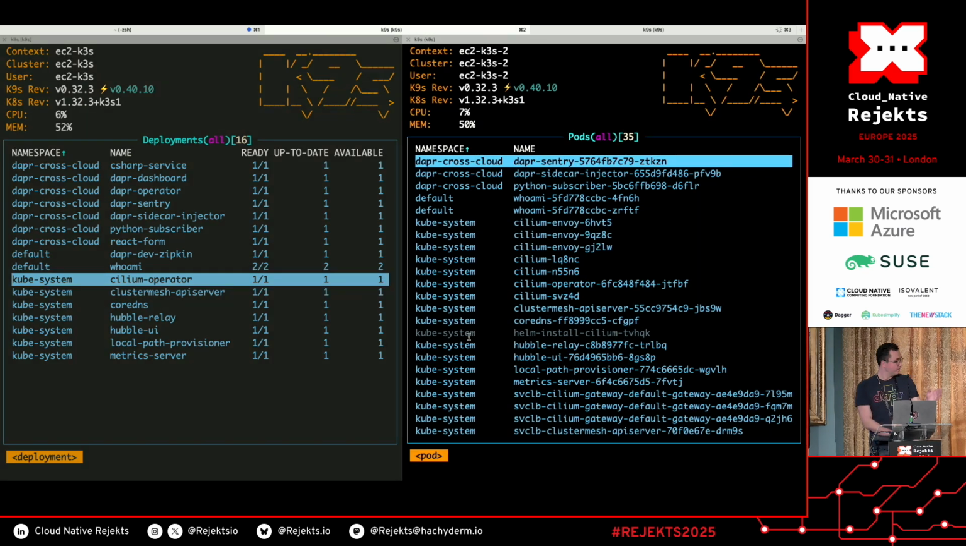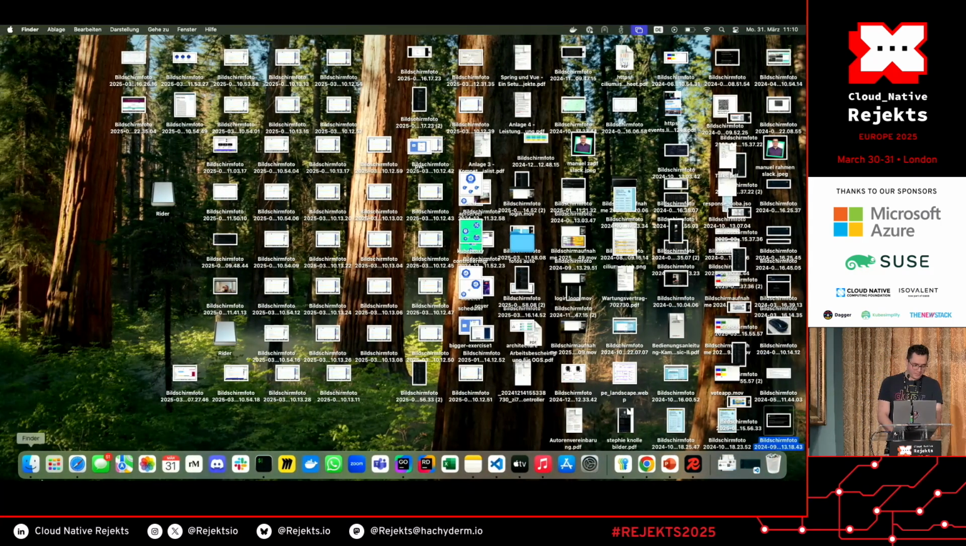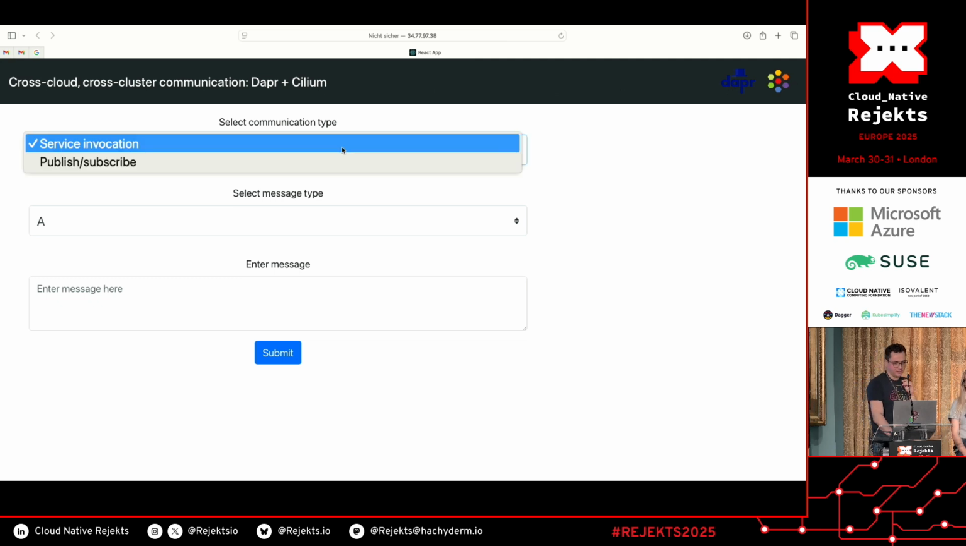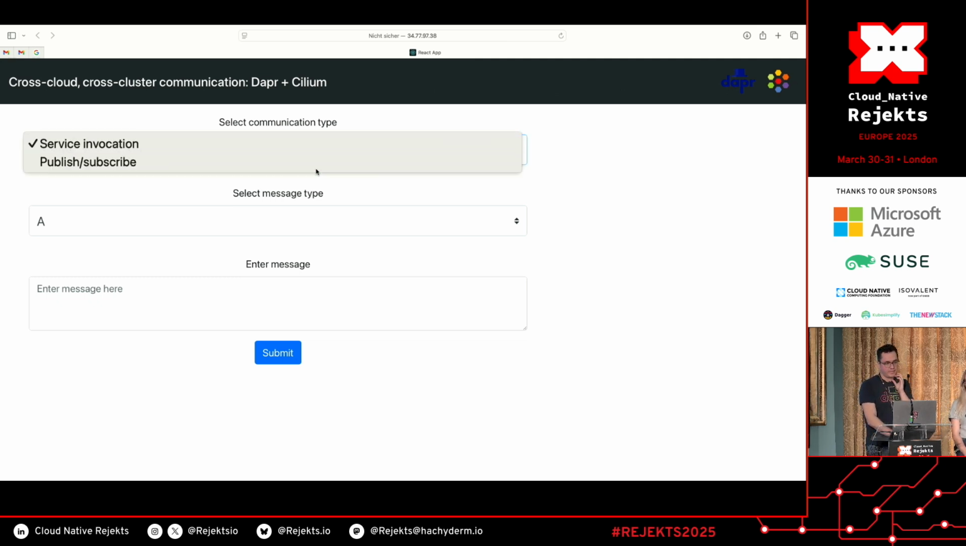All right. Do you want to show the application before, and then I can do it? Okay. There we go with the good desktop. So we did a dummy application at this point in time, and you can select your communication types, right?